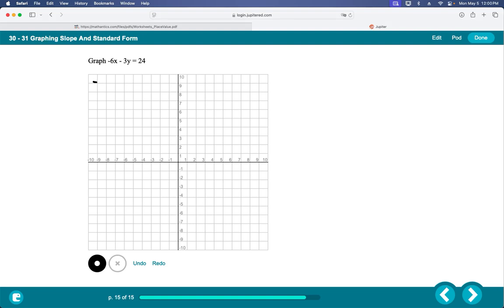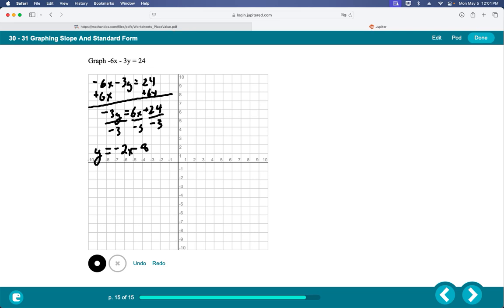Do the same thing. We've got negative 6x minus 3y is equal to 24. I'm going to add 6x to both sides. Negative 3y is equal to 6x plus 24. Divide everything by negative 3. Y is equal to negative 2x minus 8. Sorry about that. Because 6 divided by negative 3 is a negative 2.